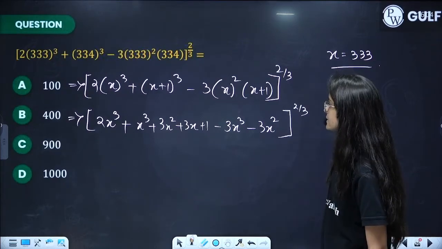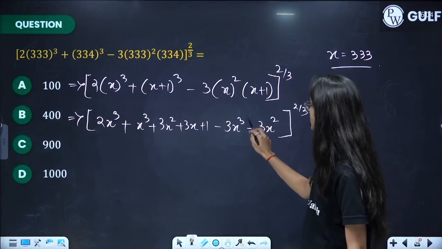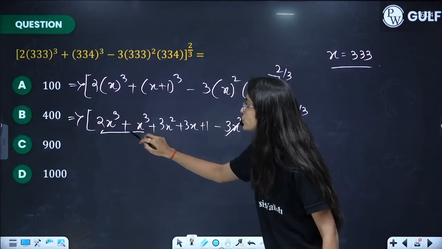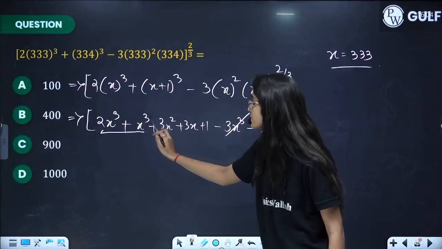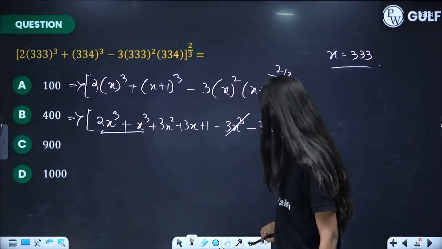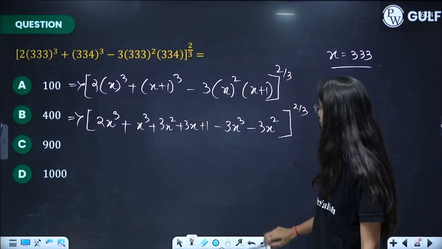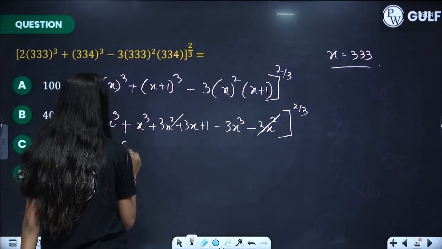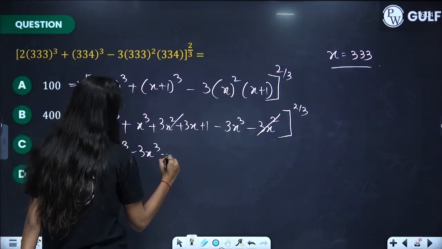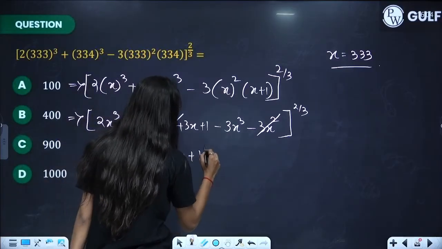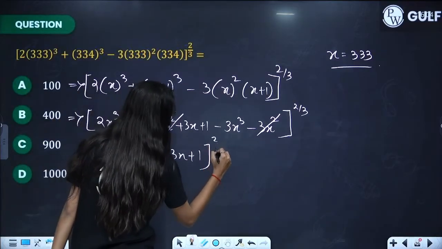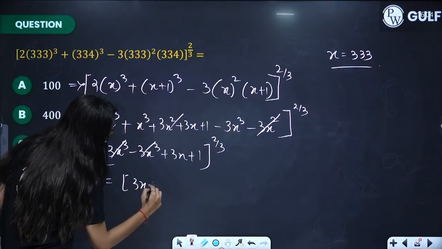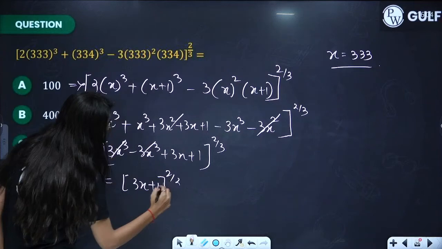See, what I can cancel out from here is 3x cube. 2x cube plus x cube gives me 3x cube, so this would be cancelled out over here. Okay, let's cancel it out in the next step. 3x square, 3x square, 3x cube minus 3x cube plus 3x plus 1 whole raised to 2 by 3. We are obtaining 3x plus 1 whole raised to 2 by 3. Now we cannot solve it further.